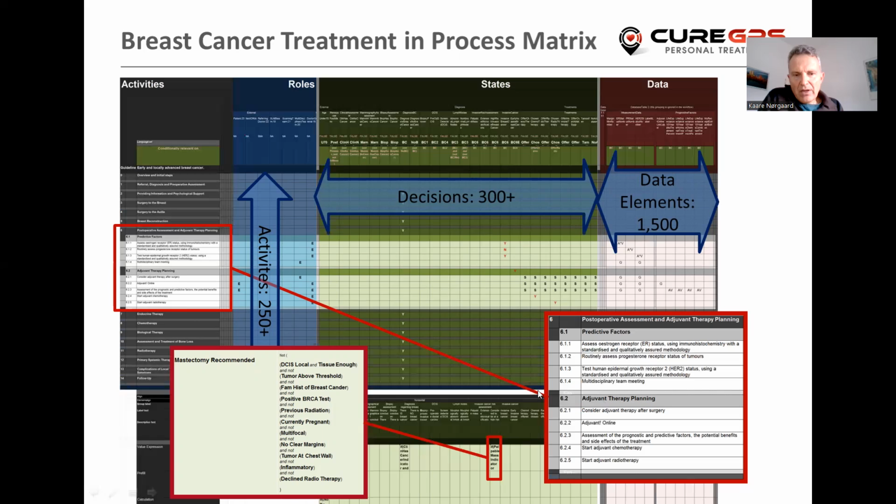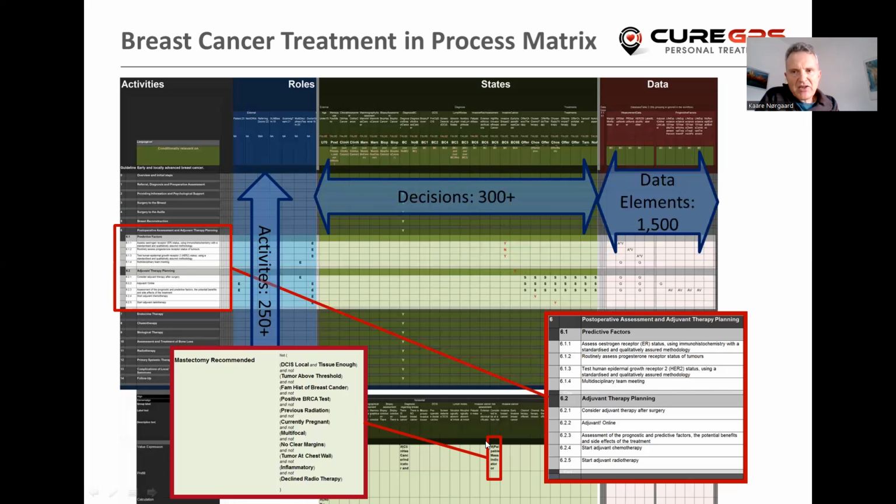relevance rules or recommendation rules, for instance, which surgery type you recommend. And actually, in order to recommend either mastectomy or lumpectomy, you have to determine a lot of variables, one of which is the family history. You can see it here, but there are a lot of other variables that determine whether you recommend a mastectomy or a lumpectomy. And all of these rules are also in the matrix.